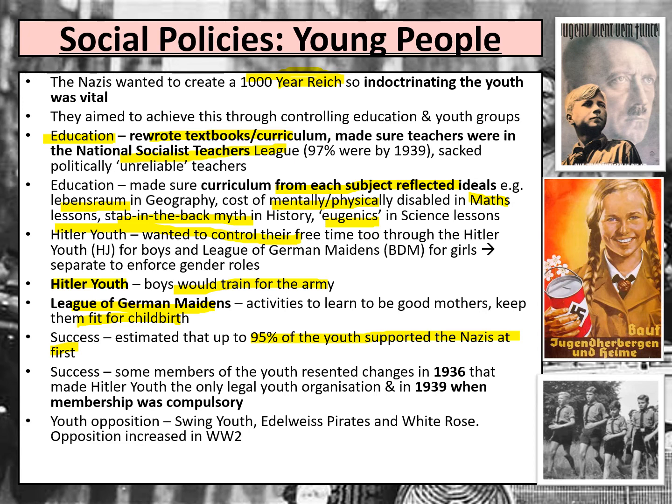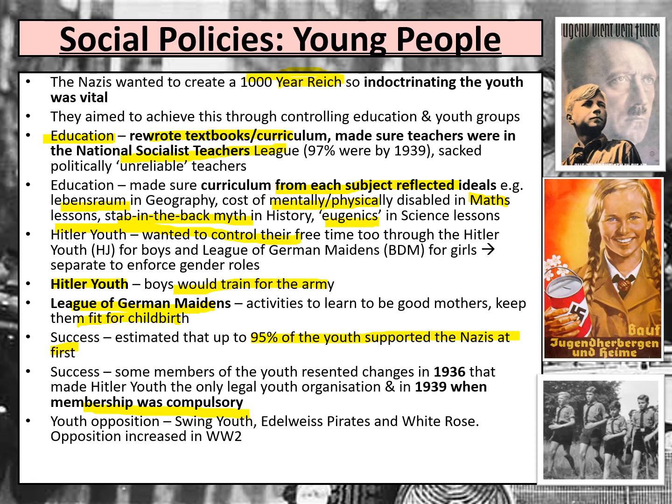However, in 1939, 6 years after the Nazis have come to power, they are less popular with young people because they make membership to the Hitler Youth compulsory. They say everyone has to join. Now, a lot of young people didn't like the fact they now had to give up their weekends to go on the Hitler Youth camping trips, and they had to give up some of their weeknights as well. So there starts to be some more youth opposition from 1939, even though for the most part, people generally still supported the Nazis.